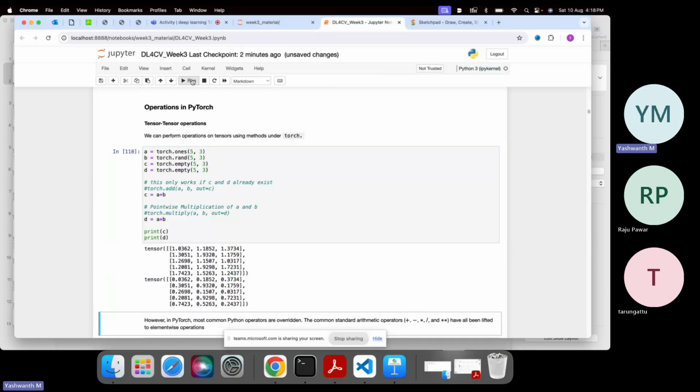When you run this, you get a plus b. Basically, it's a point-wise addition, right? You can add two matrices of the same dimension. That's fine. Matrices of similar dimension you can add, but you cannot do matrix multiplication with the same dimension, right? So this is element-wise multiplication. Each entry of A is multiplied with each entry of B at that particular location, and that entry is being recorded into a tensor called D.